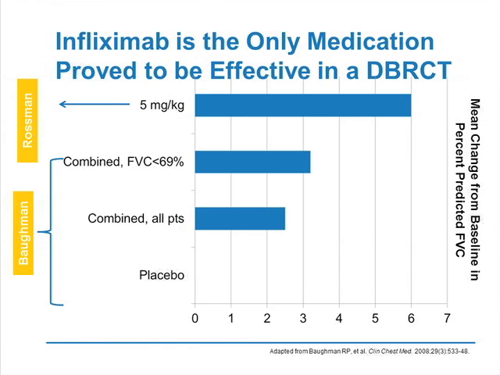Here you can see the results of 2 trials of Infliximab looking at the response in vital capacity after treatment with Infliximab compared with placebo. And you can see in the first study, the Baughman study, that the effect in all patients is only about 2.4% improvement in the vital capacity. These were patients who were already on multiple other immune-suppressing agents. And in fact, if you look at subsets of that group, that is patients with more severe impairment of vital capacity, higher dyspnea scores, more chronic disease, and worse quality of life, you see increasing improvements in vital capacity.